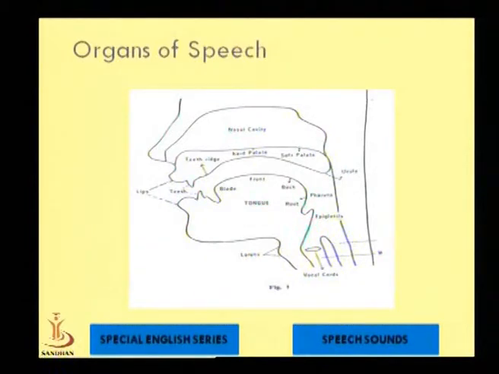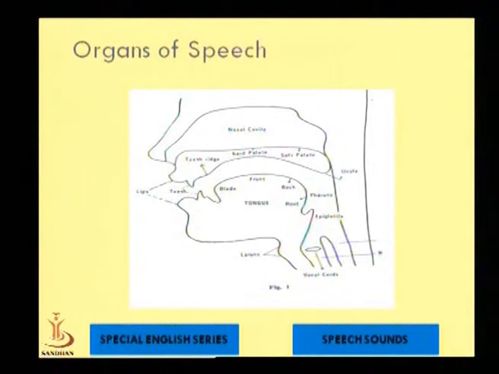What is now shown here, my dear students, are the organs of speech. This is what is there inside your mouth. You will not be able to see what is inside your mouth, and therefore we have tried to show you in this diagram what are the different organs of speech.